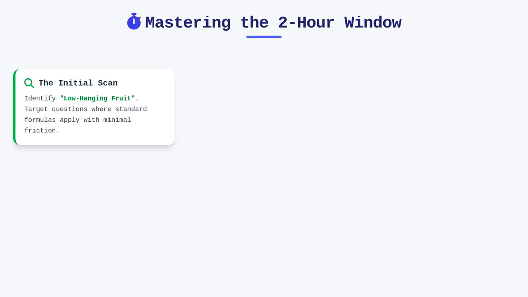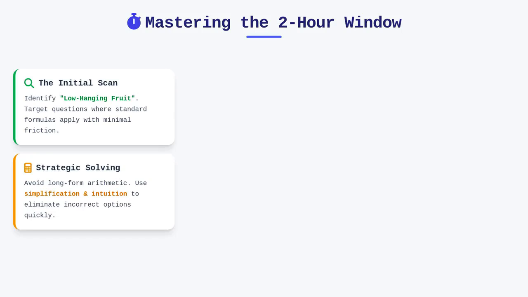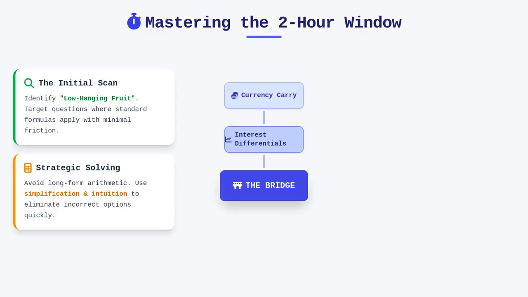Time management within the 2-hour window requires a disciplined approach to the computer-based testing environment. You should dedicate the first few minutes to scanning the question bank to identify low-hanging fruit where you can apply standard formulas with minimal friction. Avoid the temptation to perform manual, long-form arithmetic when simplification or intuition can rule out 3 of the 4 options immediately. During the final review, focus your mental energy on the specific interactions between currency carry and interest rate differentials, as these often serve as the bridge between the foreign exchange and derivative modules.